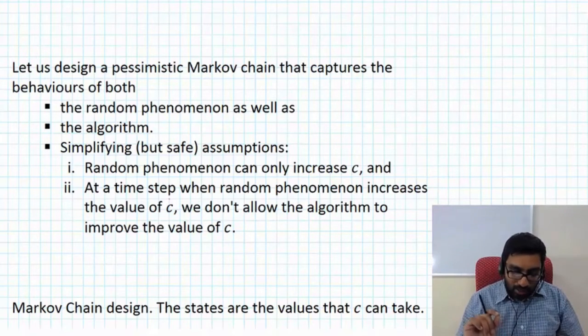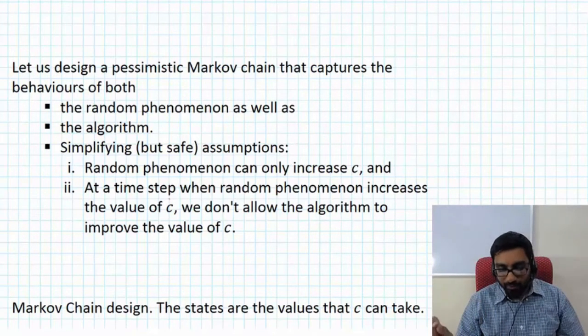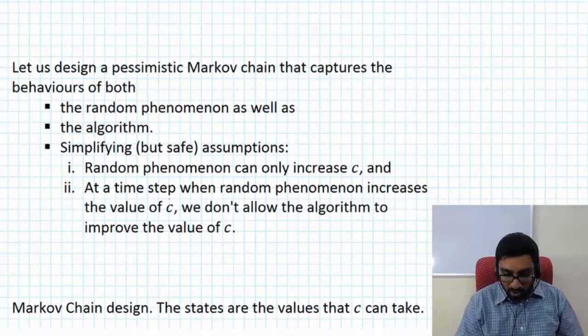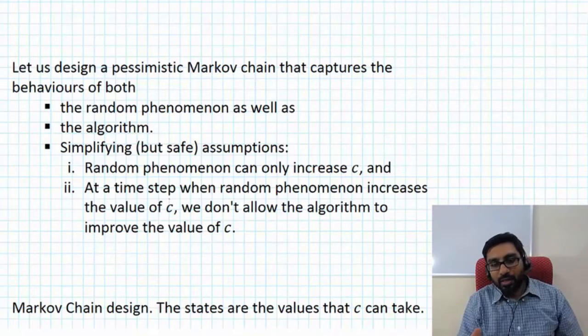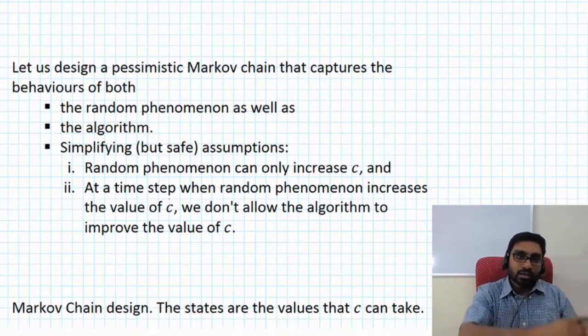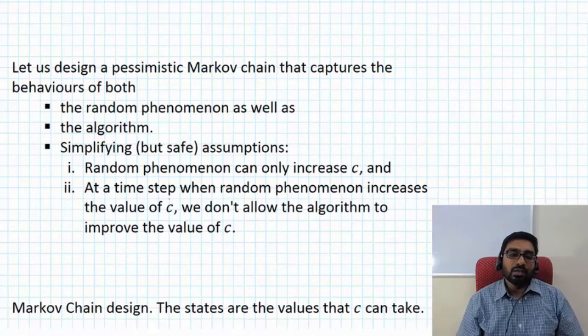Okay, and at any time step, when the random phenomenon succeeds in making C go from C to C plus 1, there's also the possibility that the algorithm may be able to correct that. Not only correct it, it can actually improve C to a much better value. But we're simply not going to allow that to happen.